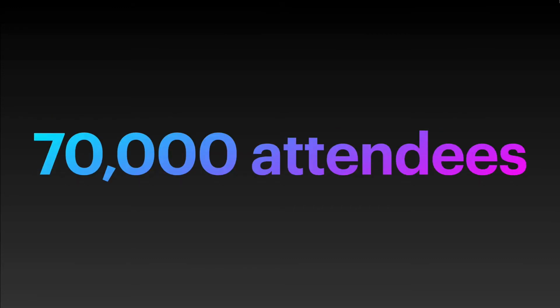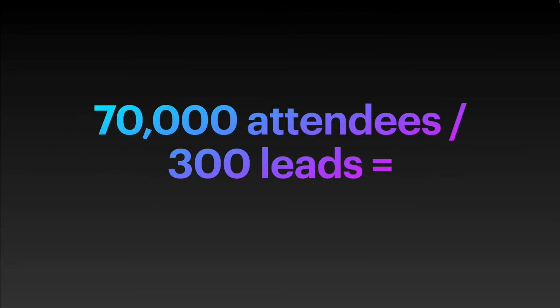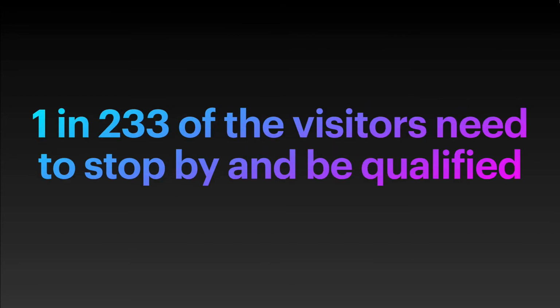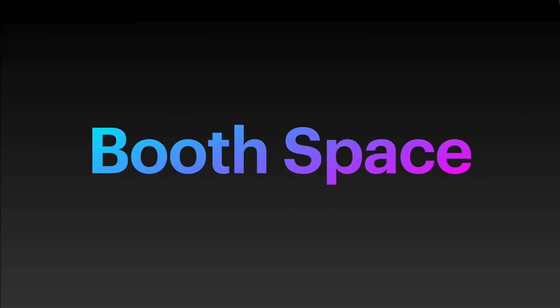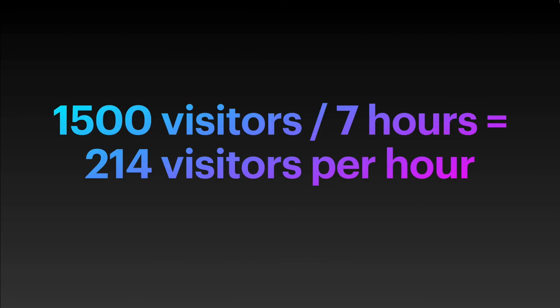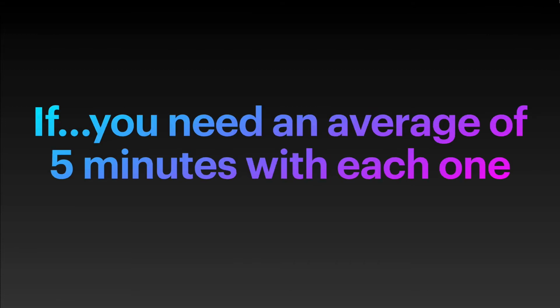Another way to look at it is 70,000 attendees divided by 300 leads is you need 1 out of every 233 of the visitors to be qualified to become a lead. So when it comes to booth space, let's say 1,500 visitors divided by 7 hours, that means about 214 per hour will have to stop by.